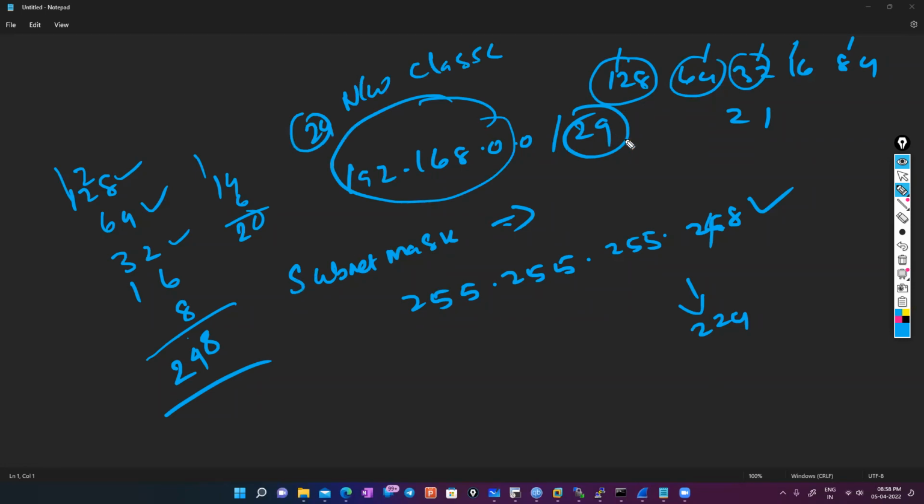Right? That makes 29. And if I calculate this, I get 248. Now you got the subnet mask value. In the same way, right from here, you'll get all the details. I got my subnet mask value and how the network looks like.